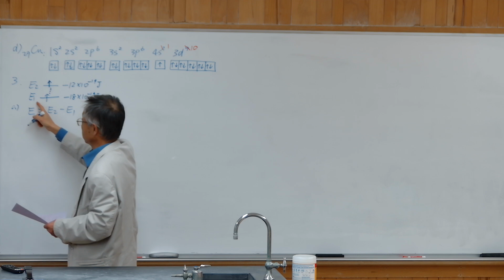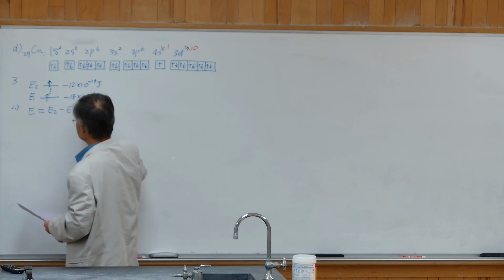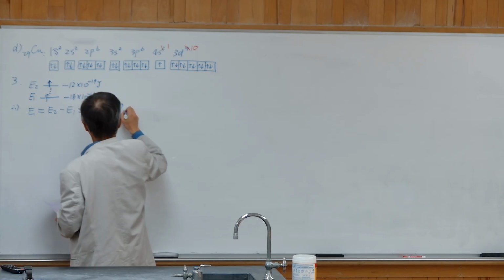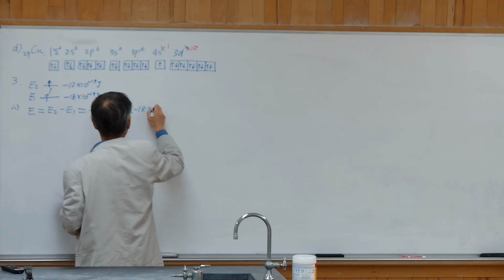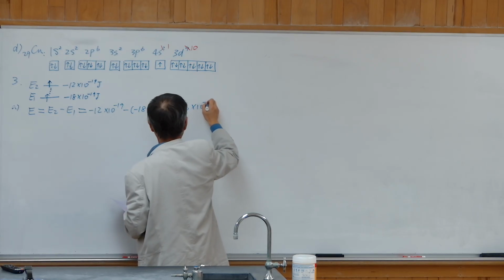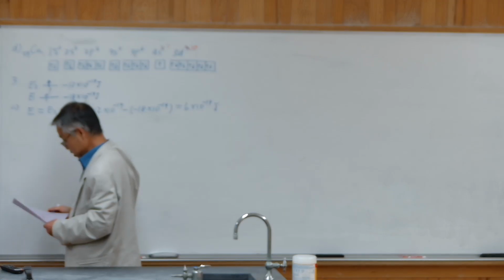Since it goes from E1 to E2, E2 is final, and it's always final minus initial. So negative 12 minus negative 18 is 6 times 10 to the negative 19th power joule. This is the energy needed.